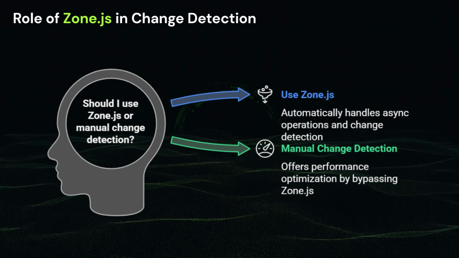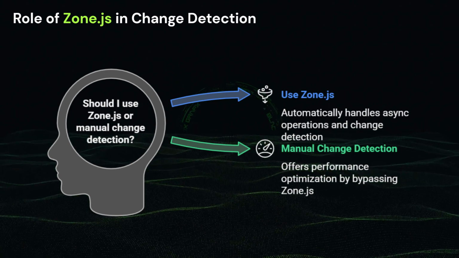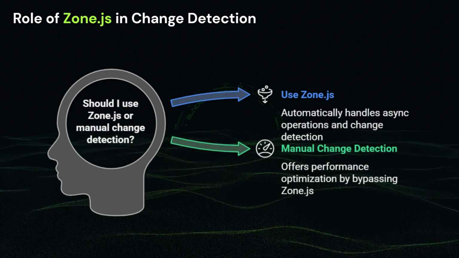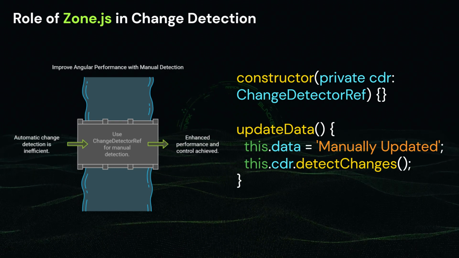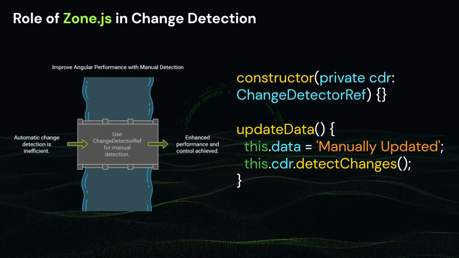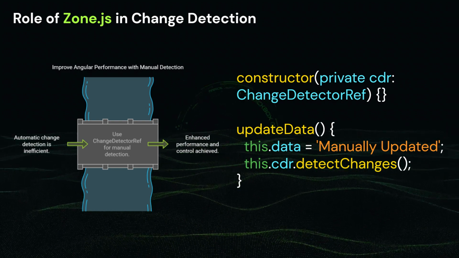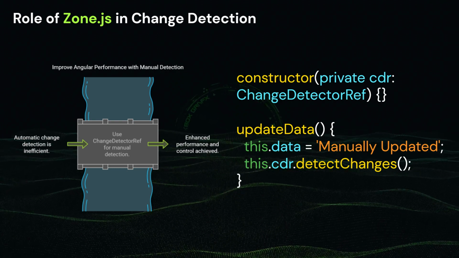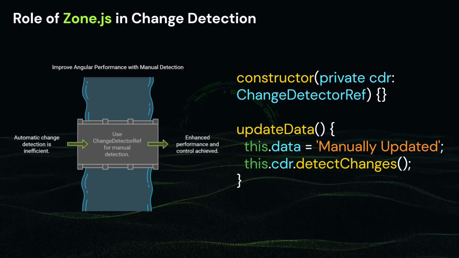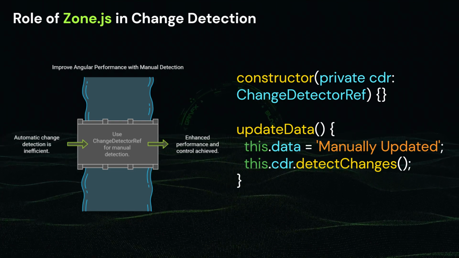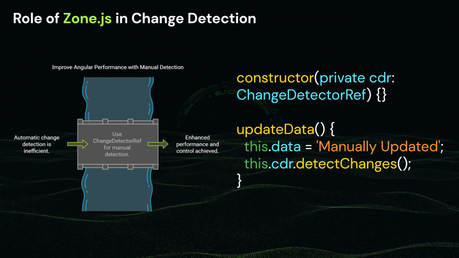What if you want to bypass Zone.js for better performance? That's where manual change detection with ChangeDetectorRef comes into play. If you see the example, we have a constructor, and inside the constructor we have injected the ChangeDetectorRef. We take one private variable, cdr. Whenever we are updating the data, we can manually run the change detection with the help of the detectChanges method. So I guess that is all the points we have covered.